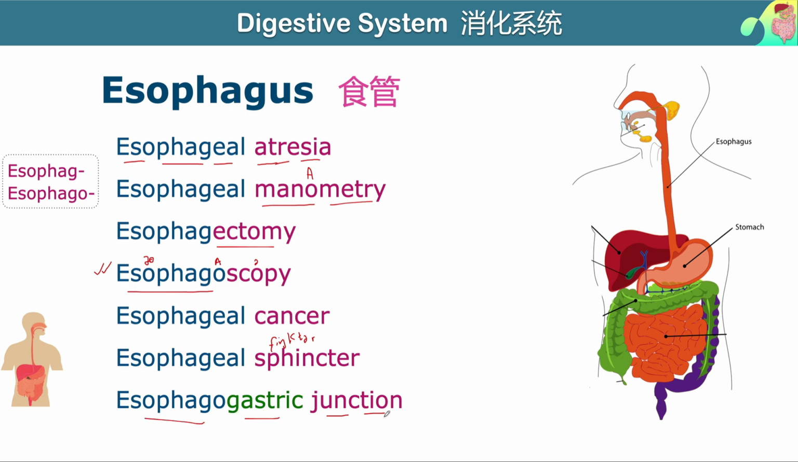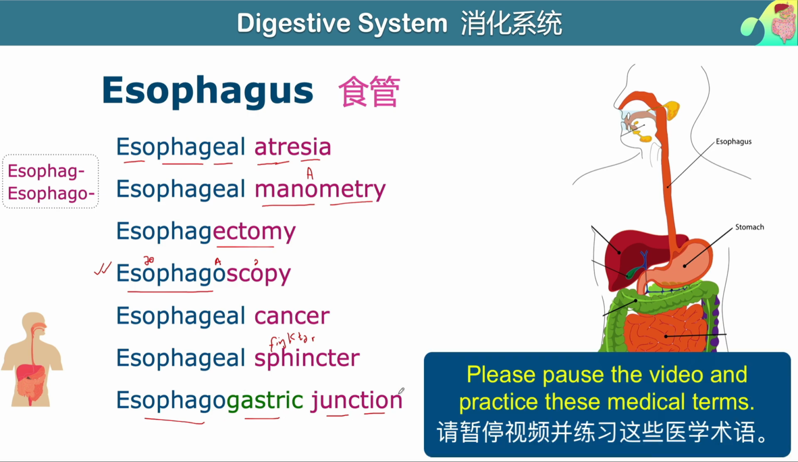Esophagogastric junction. Alright, atresia, manometry, esophagectomy, esophagoscopy, esophageal cancer, sphincter, esophagogastric junction. Alright, please pause the video and practice these terms.